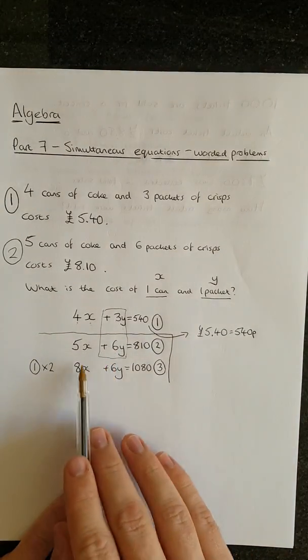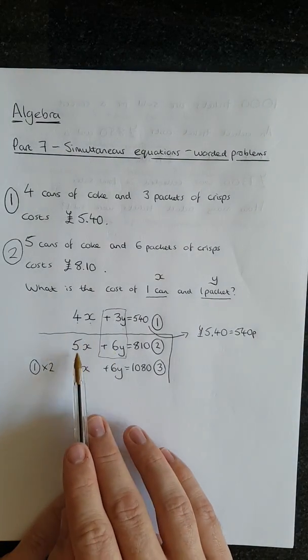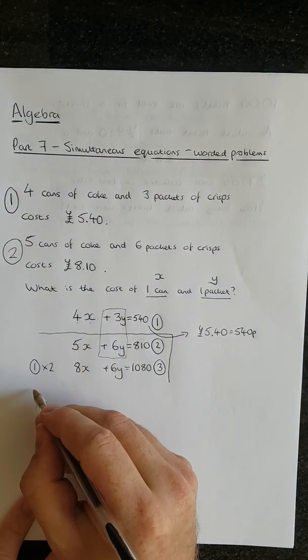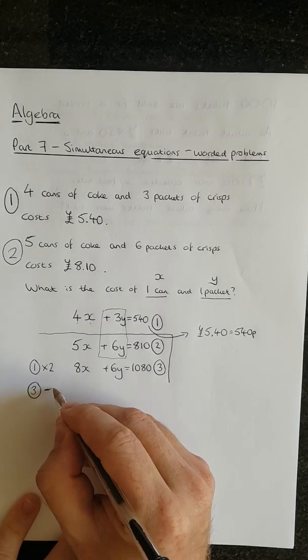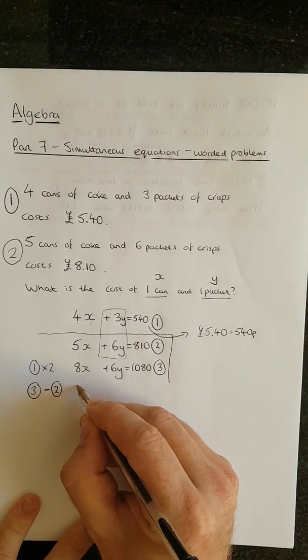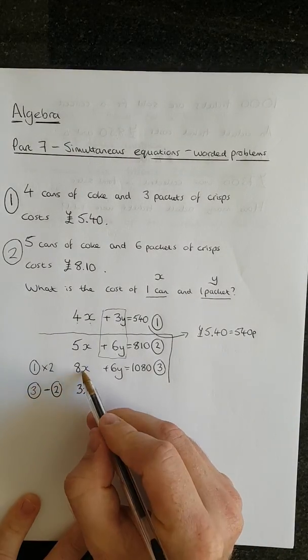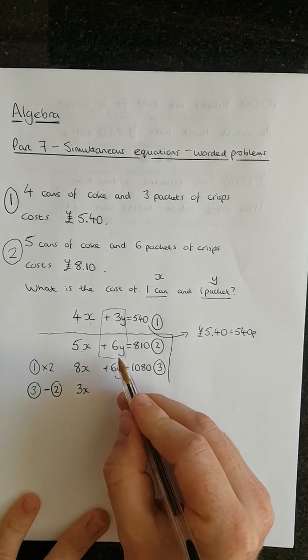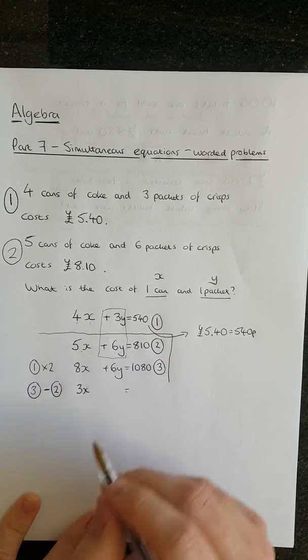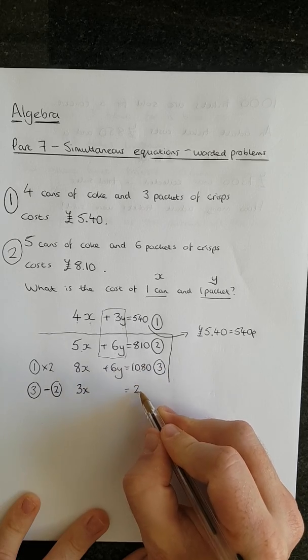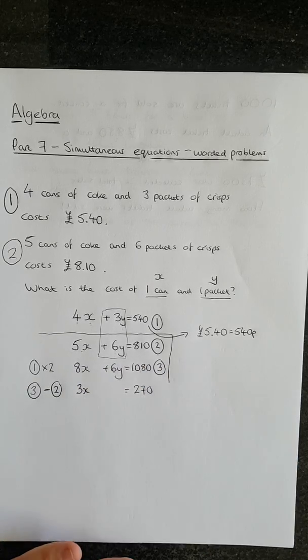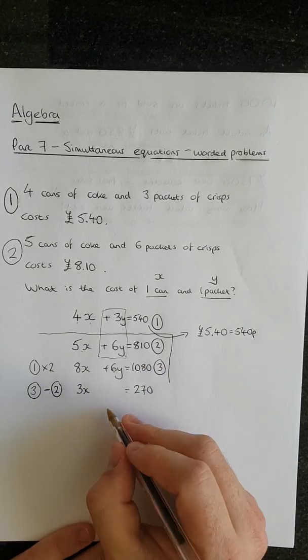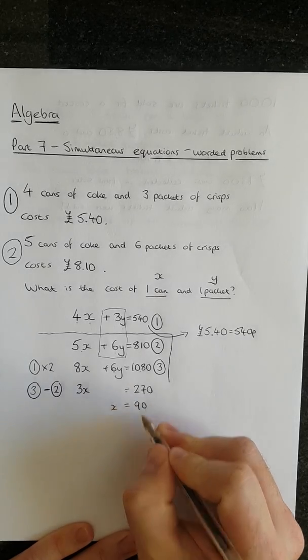Now these two match, so I can do a subtract. So the bigger number is in the 3, so it's 3 take away 2, which is 3x, 8 take away 5. That cancels out, that eliminates. And this take away this is 270. So x is 90.